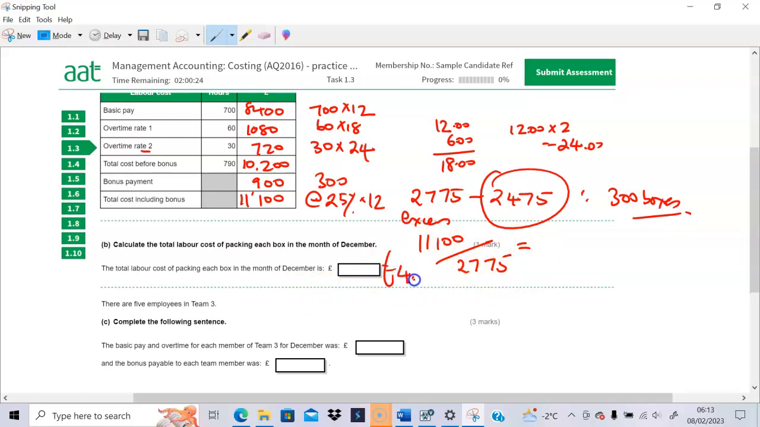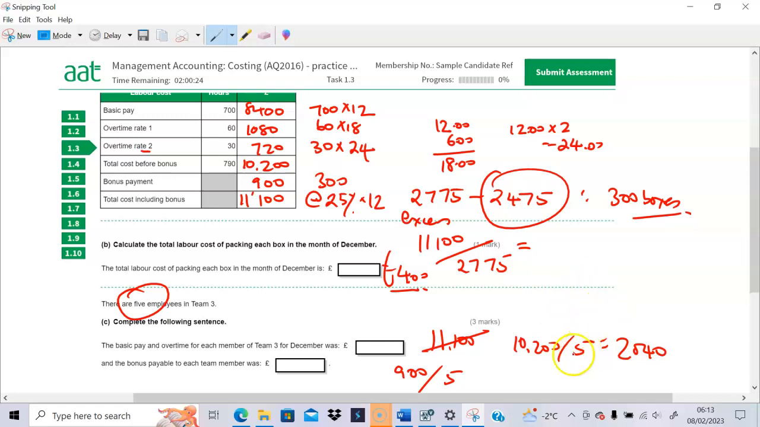Then it tells us that you have 5 people in this team, and you've spent 11,100. Sorry, the basic rate, forgive me. The basic rate is 10,200. And then you have the bonus rate, 900. So divide those by 5 respectively. 10,200 divided by 5 is 2040. And then you have 900 divided by 5, and that's 180. Right? And that's how we deal with 1.3.